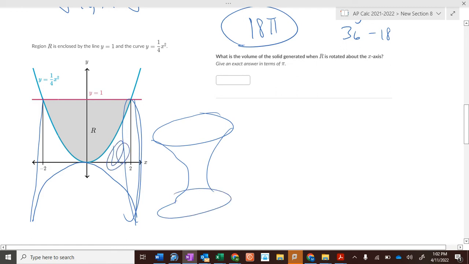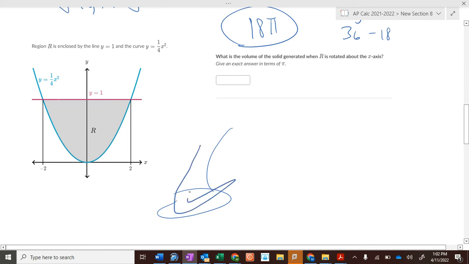So if there's dead space in the middle, Enoch, then it's a washer method. That's how we do know that it's a washer method, when there's dead space in the middle. Okay?